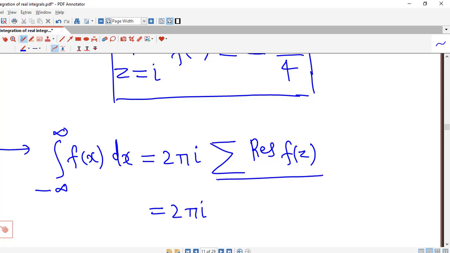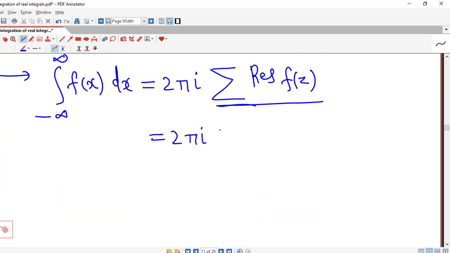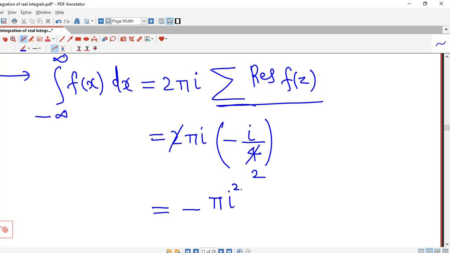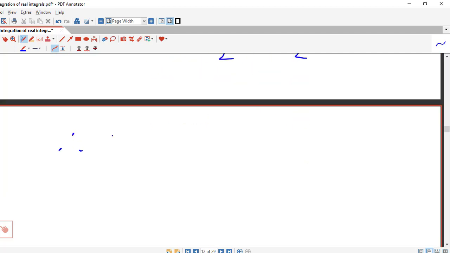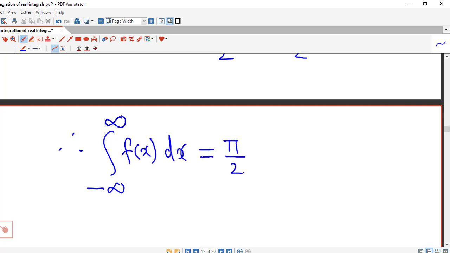But here there is only one pole, so we have only one value, minus i by 4, so we can write here minus i divided by 4. So this 2 will cancel out, and here we have minus pi i square divided by 2. Now if we take i square equal to minus 1, negative, negative, positive, and we have pi by 2. Therefore we obtain that the value of this improper integral by the residue theorem is pi by 2.